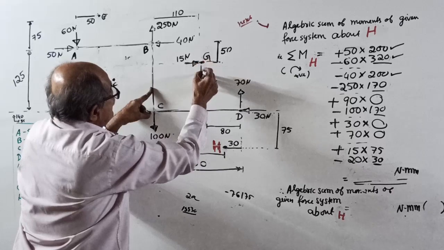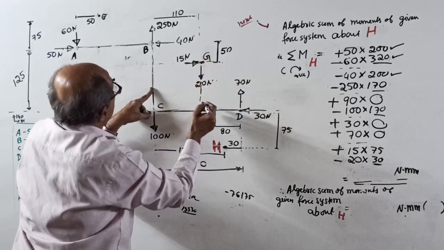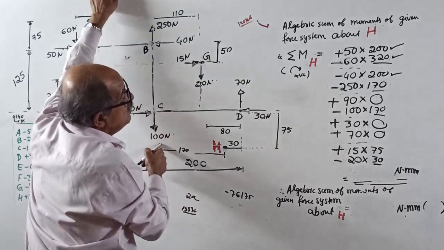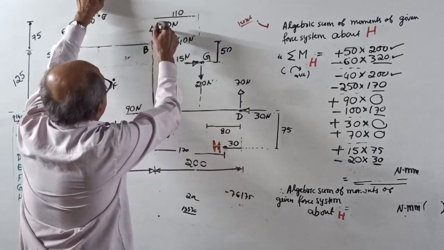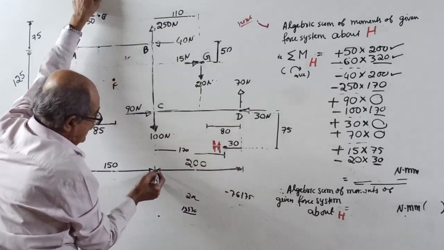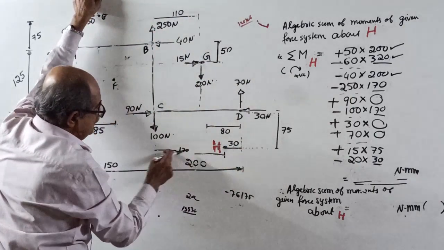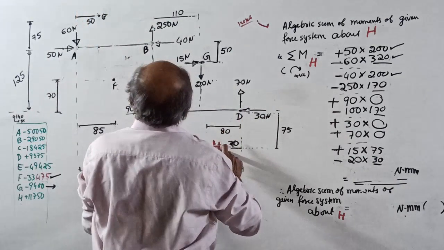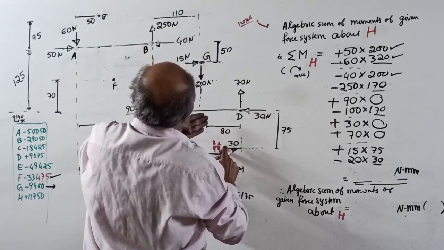So, how much is it? I want with distance. Well, which one are you doing now? 250. Here, see, on that, this is 200. This is 30. So this is 170. So, how much is it? It is 250 into 170.